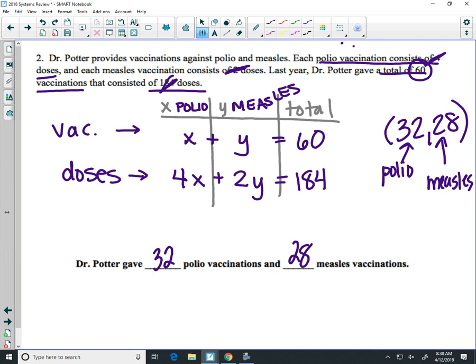Really start remembering how to make that grid and starting with those totals, I think, is the key to that problem.